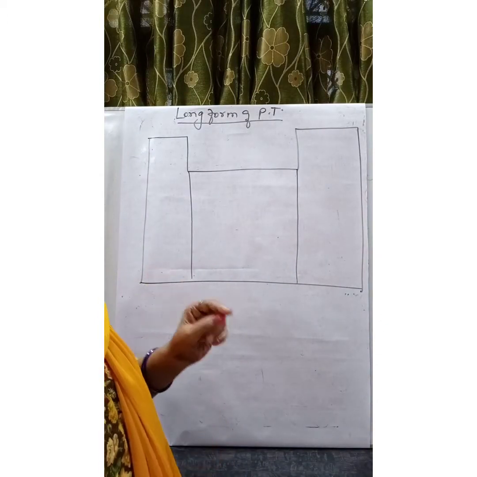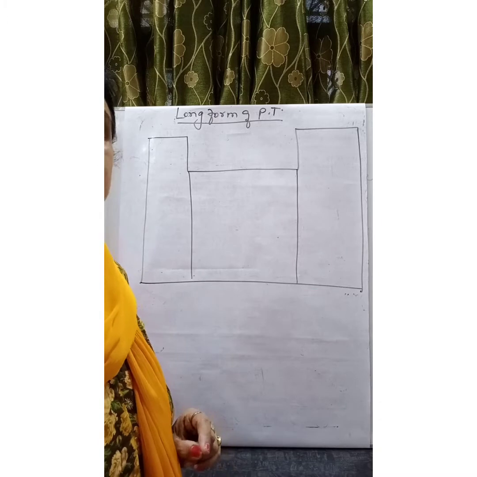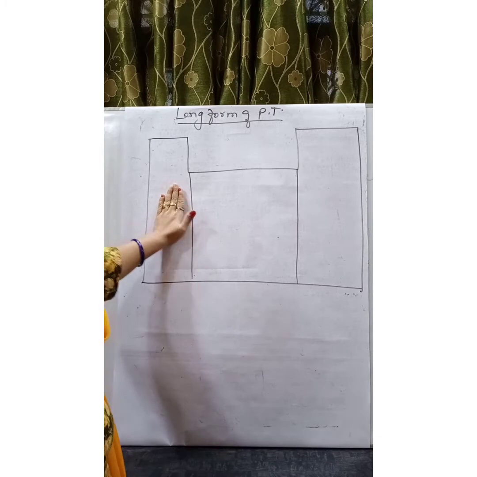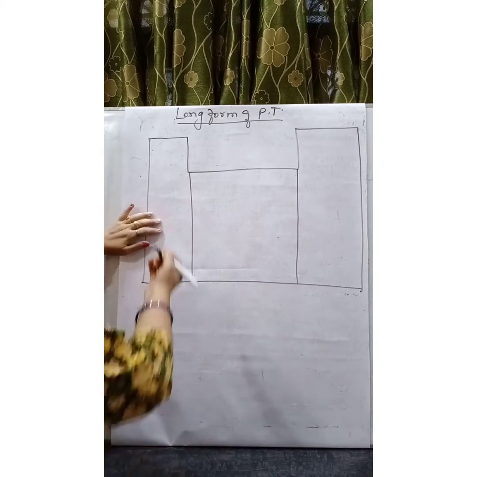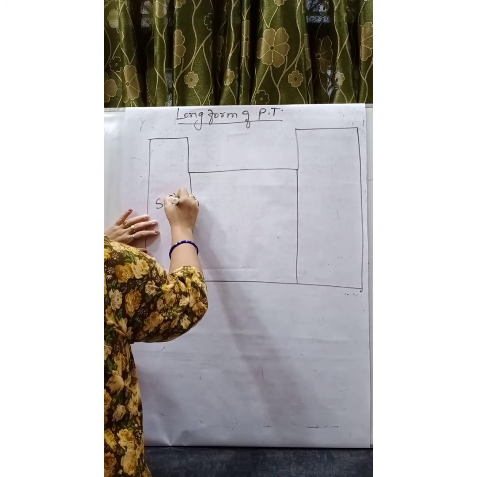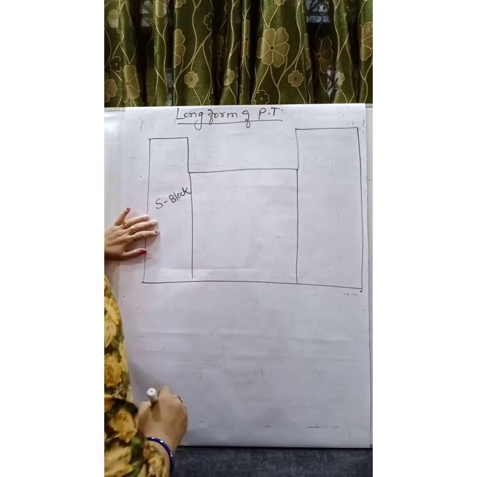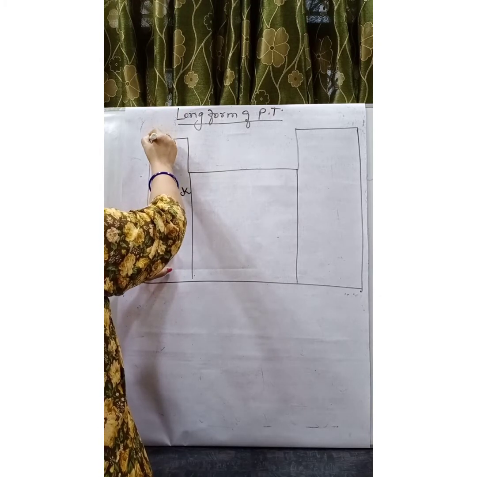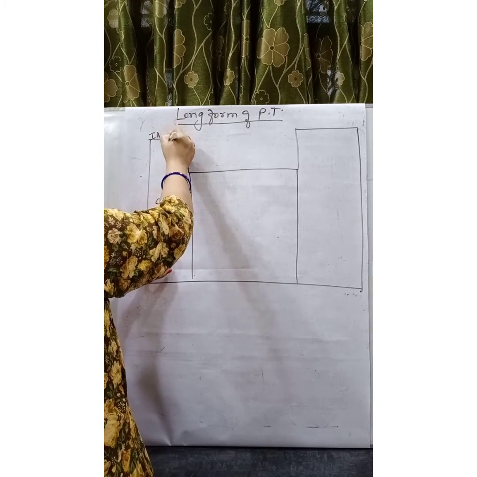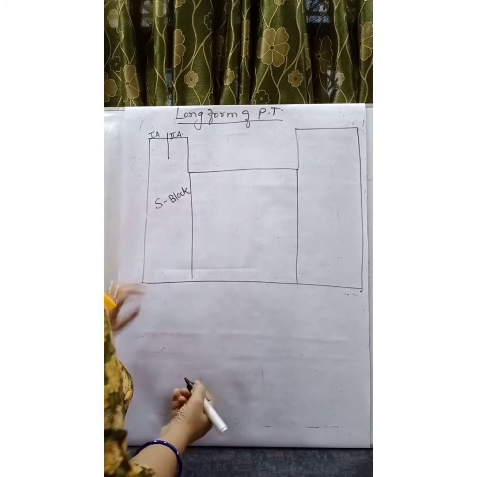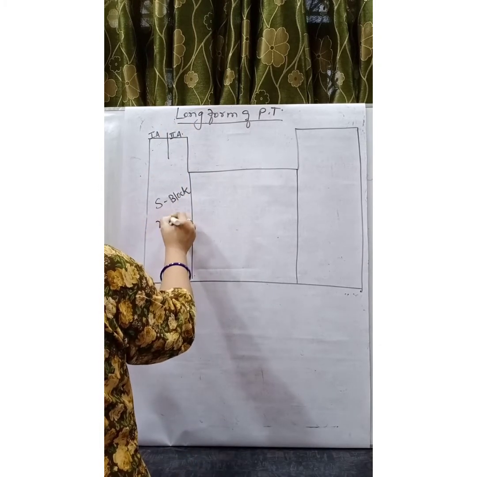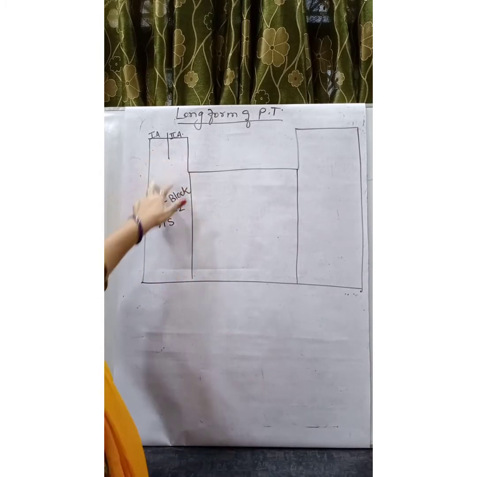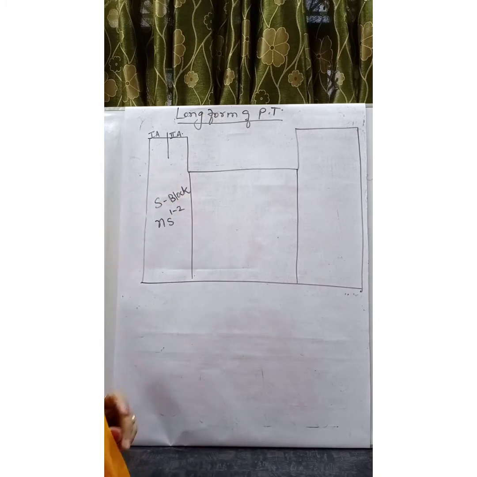When the last electron enters into the s orbital, the element is said to belong to the s block. On the extreme left hand side of the periodic table, we have the s block elements, which is made up of group 1A and group 2A. The general electronic configuration of the s block is ns1 to 2. So these two groups belong to the s block.